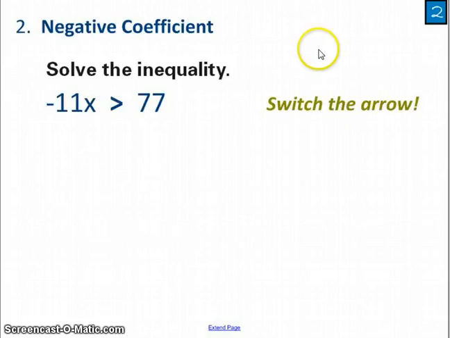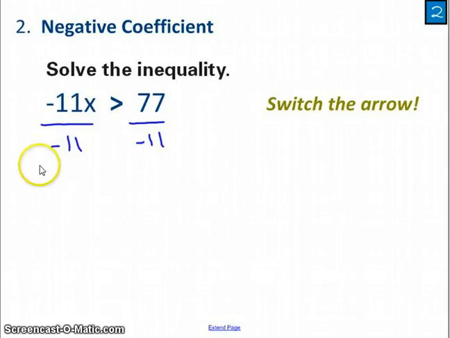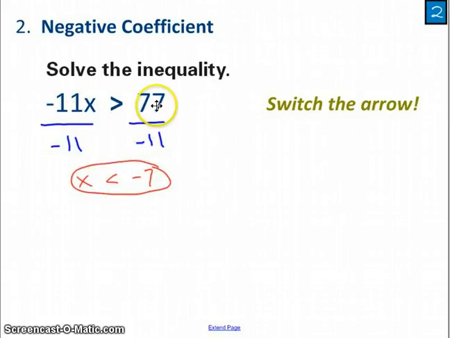All right, moving on to the second scenario. Like I said, when it's a negative coefficient, the story's different. I highlight this point here, switch the arrow. You'll see what I mean in a minute. I want x by itself, so I'm going to divide by negative 11. Anytime I either multiply or divide by a negative in an inequality, I've got to switch the direction of the arrow. So now on the left I've just got x, and on the right I've got, well, 77 divided by negative 11 is negative 7. But my arrow has switched direction, so the answer is x is less than negative 7.